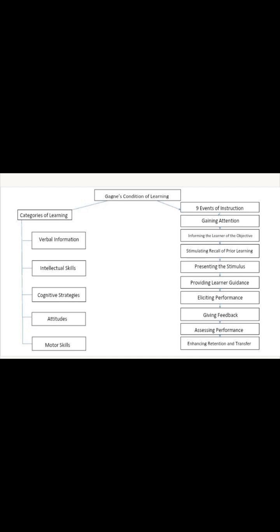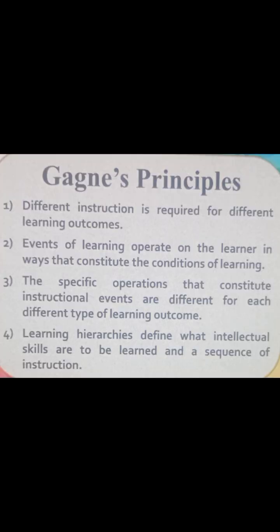So, we have five categories of learning. First, verbal information, intellectual skills, cognitive strategies, attitudes, motor skills, and nine events of instruction.